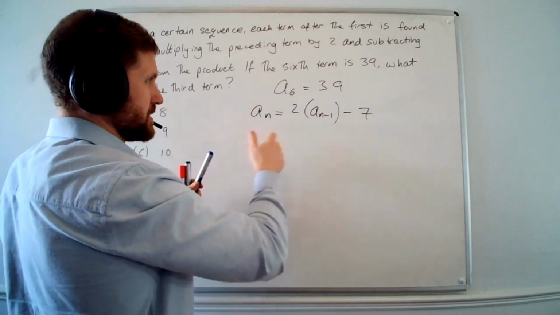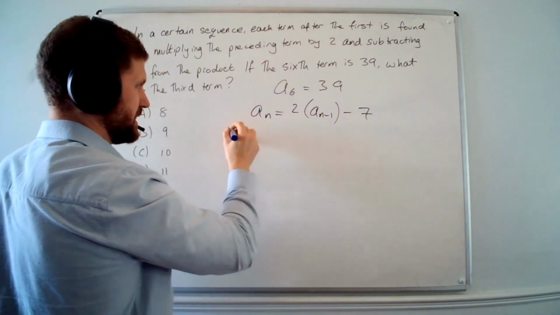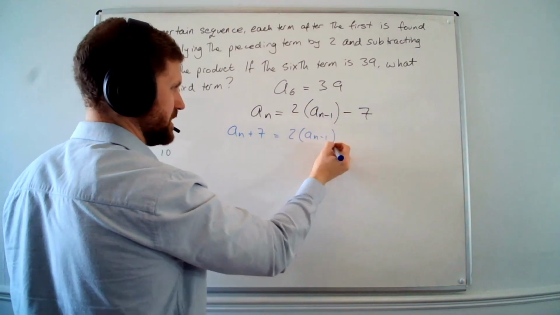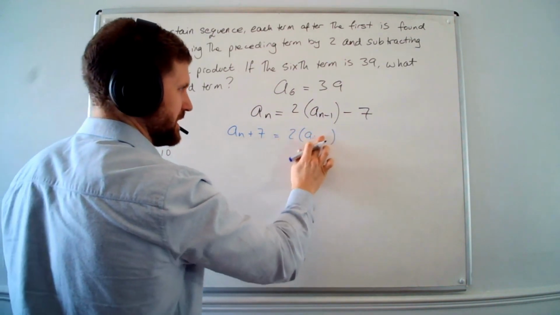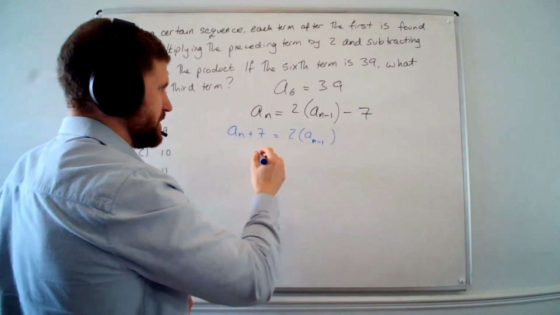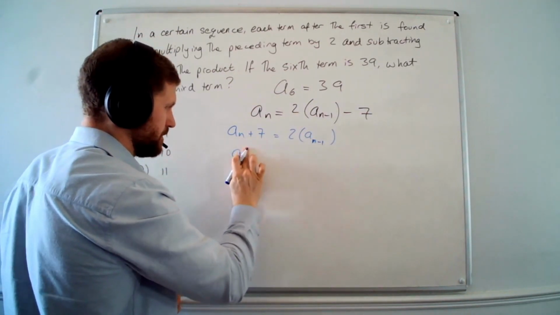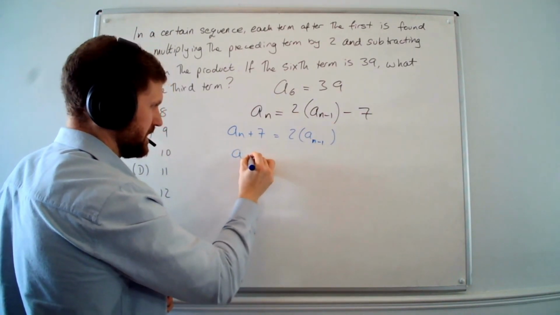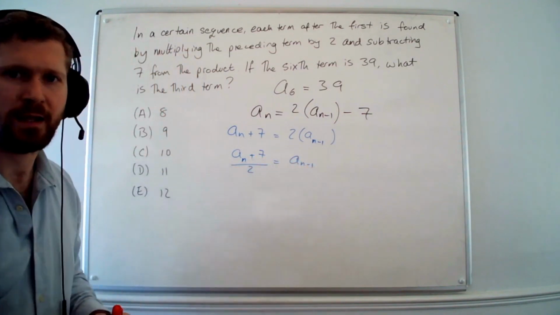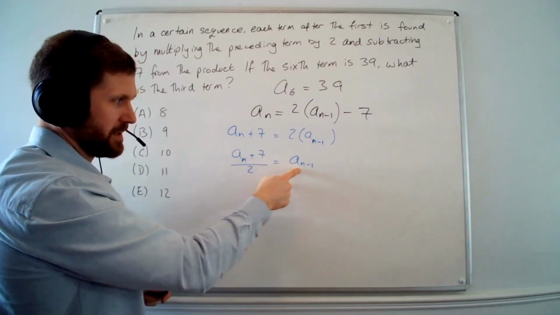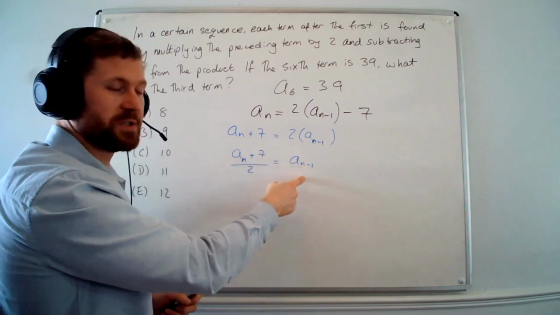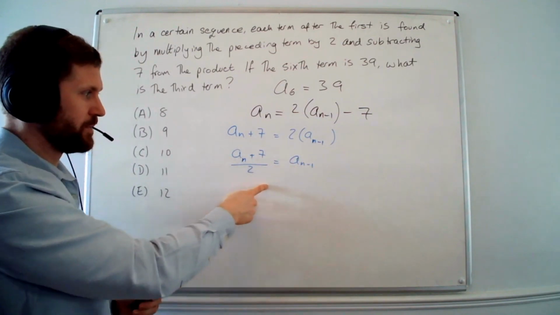If I do that, the first thing I would do is add 7 to both sides. So AN plus 7 is equal to 2 AN minus 1. I'll make that a bit clearer so that we don't get confused between the subscripts. Then I divide both sides by 2. So AN plus 7, divided by 2, is equal to AN minus 1. Now I've got the lower term as the subject of this formula. This tells me how to go down a term.